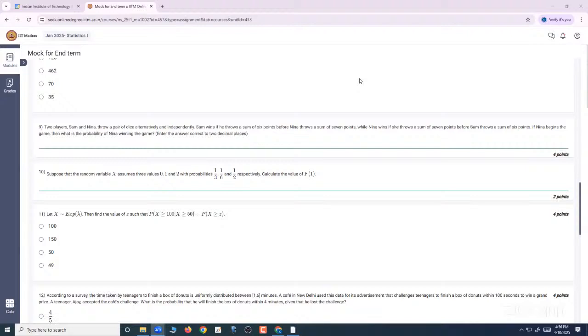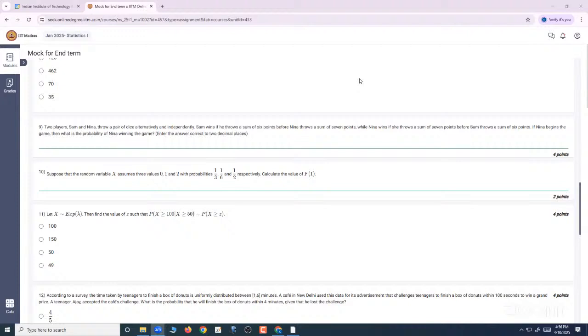Can you repeat it again? Yeah, in the first trial, Nina wins the game, so it would be 1/6, right? Because 6/36 is 1/6. And in the second trial, Nina wins the game, so in the first case Nina does not win the game, meaning Sam wins the game, which is 5/36, into Nina wins the game in the second case, which would be 1/6 again. So 5/36 into 1/6.